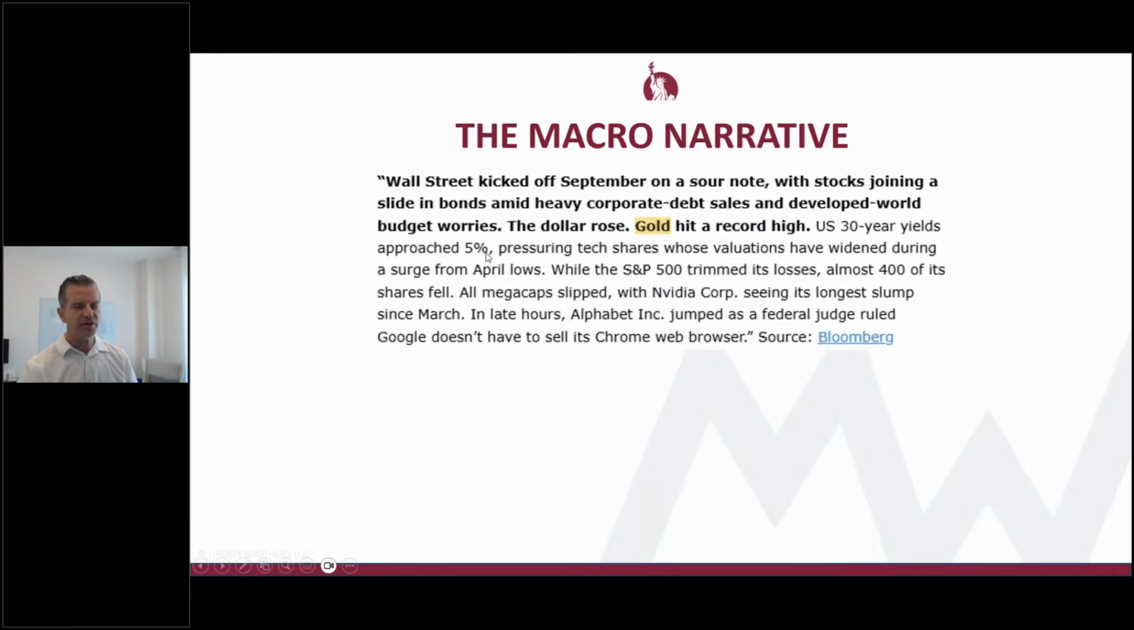30-year yields approach 5%. Bet you there's a lot of institutional buyers who are more than happy to buy US government bonds at 5% yield. They're still AA rated, happy buyers at 5%. Pressuring tech shares whose valuations have widened during a surge from April lows.